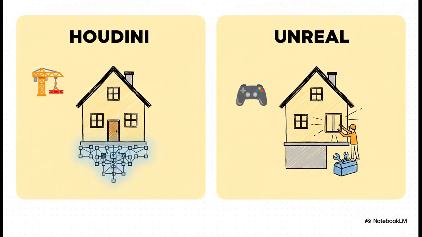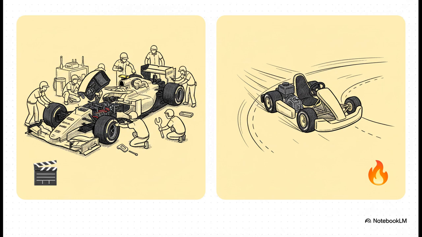Now, what about a game engine like Unreal? I mean, both have procedural tools, right? But the philosophy is completely different. In Unreal, the procedural tools are features that are designed for specific jobs, like building game levels. In Houdini, proceduralism isn't just a feature, it's the very DNA of the entire program. Everything is a recipe.